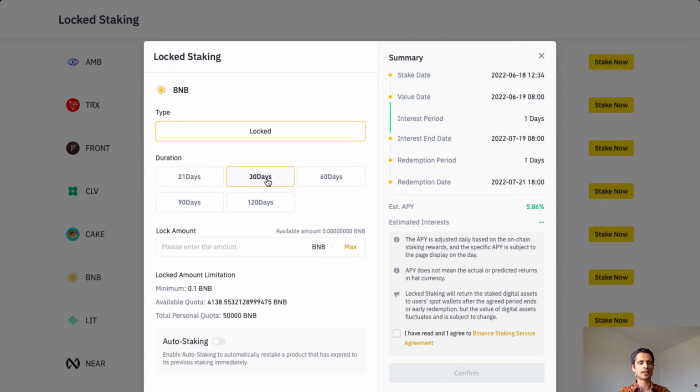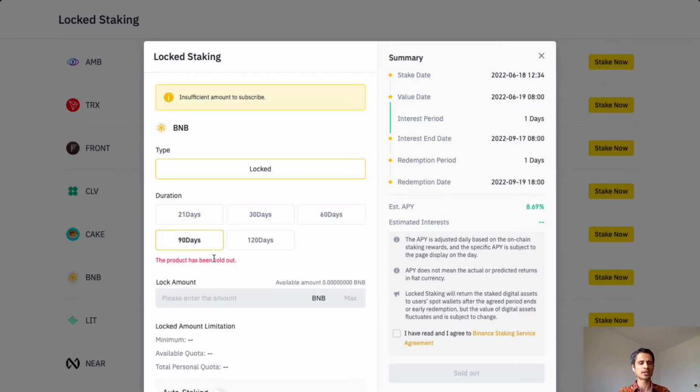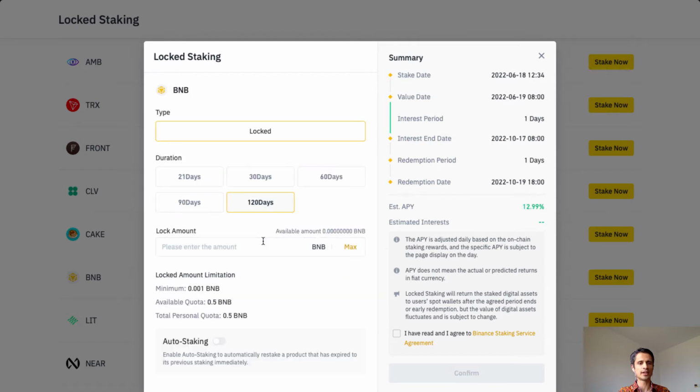For 30 days staking period, the rate is actually less than that on Binance US. For 60 days, it's slightly more. For 90 days, this product has actually been sold out, so we couldn't even do staking. And then for 120 days, it is more than on Binance US. However, the available quota is only half of a BNB. So to get the maximum rates shown here, you're limited to very small amounts of BNB. If you have a lot of BNB to stake, you're really getting a rate very, very similar to what you'd be getting on Binance US.